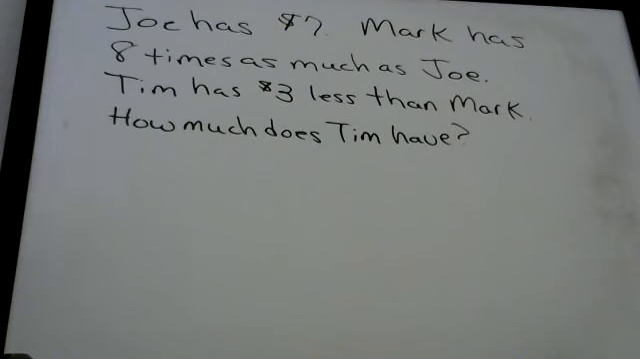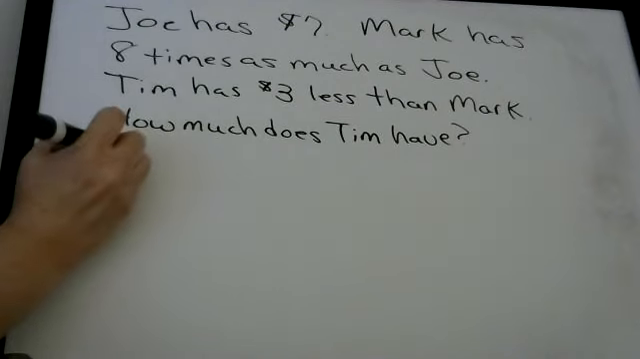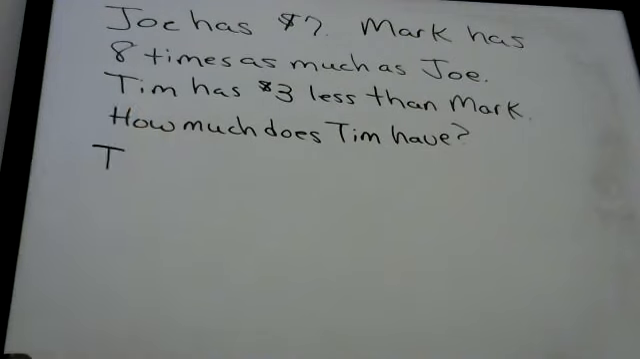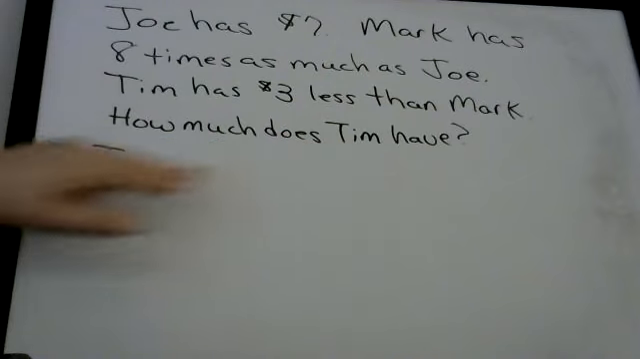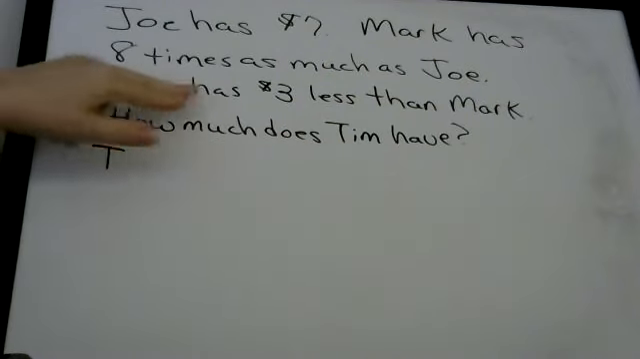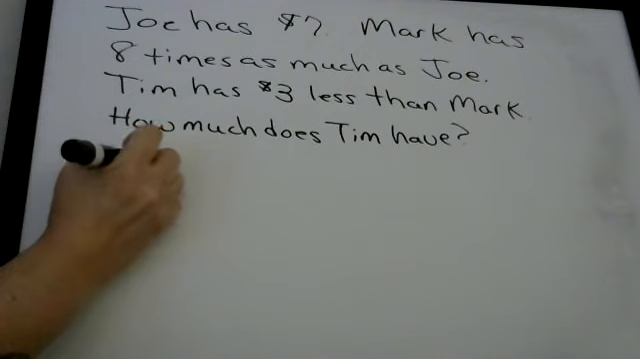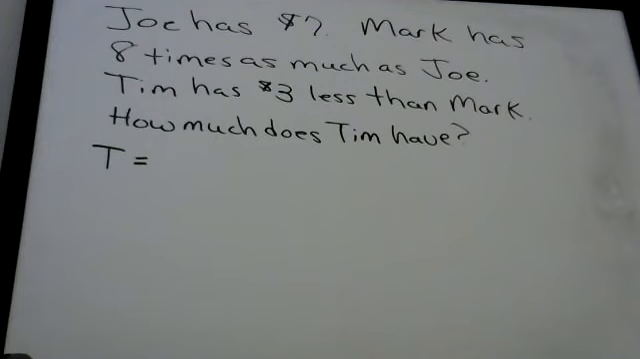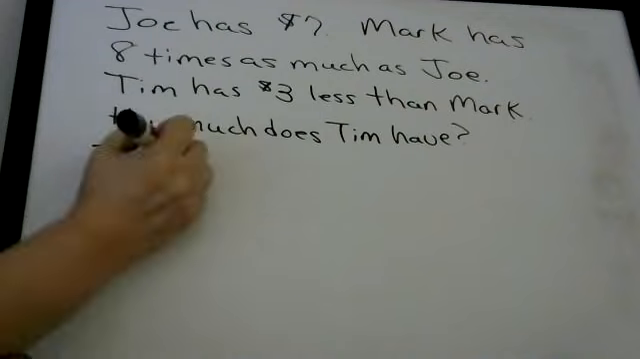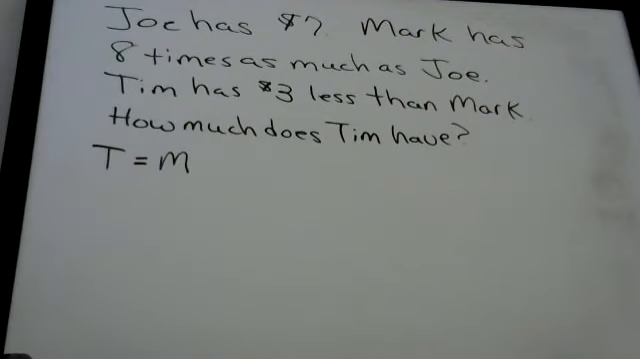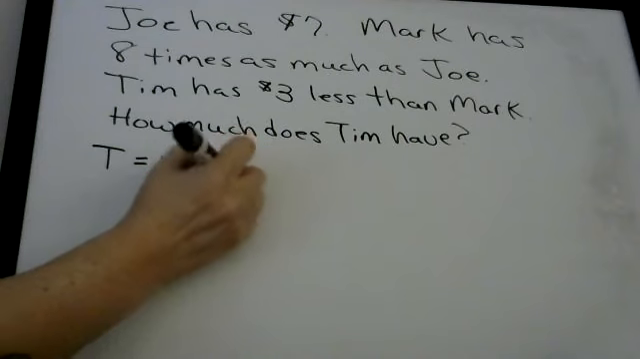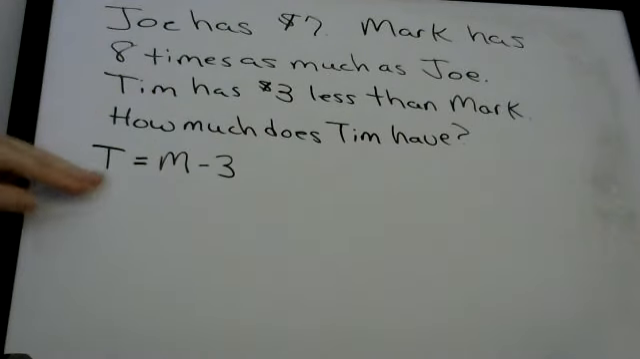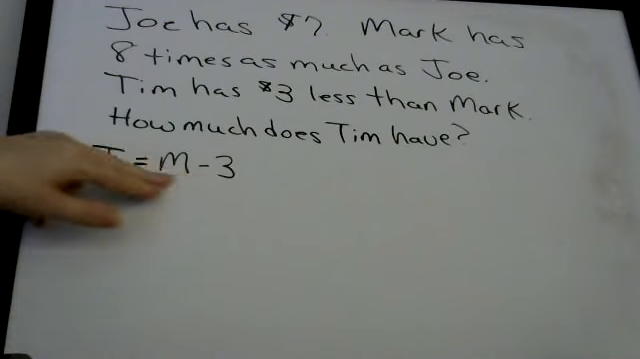We're just going to use variables with their first names. So Tim, because that's who we want to know, right? Ultimately, how much does Tim have? We're going to make that a T. Tim has means equals 3 less than Mark. We know this is going to be some sort of subtraction. It's 3 less than Mark, so it would be Mark, we're just going to put as an M, minus 3. So Tim has M minus 3, whatever Mark has minus 3.